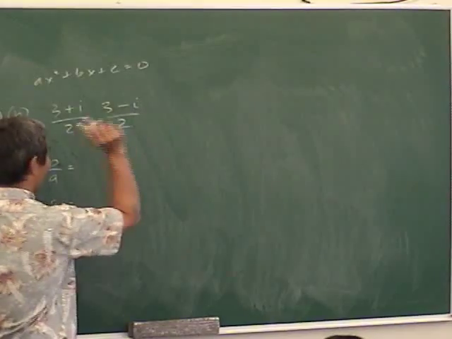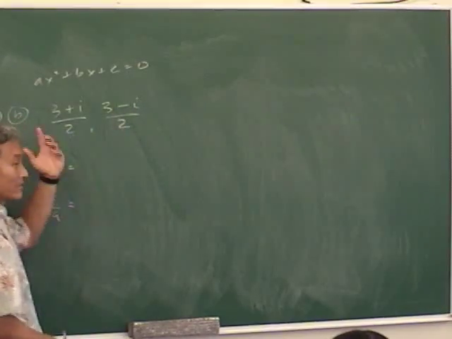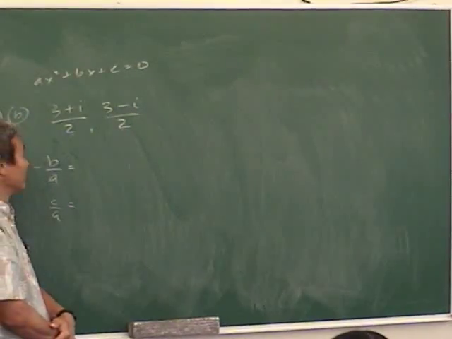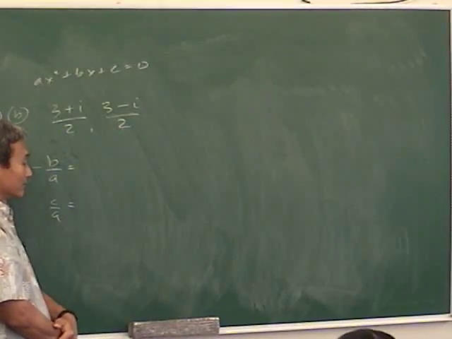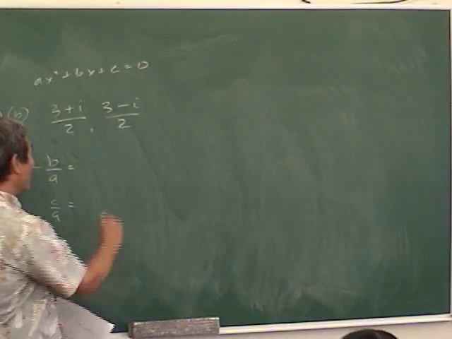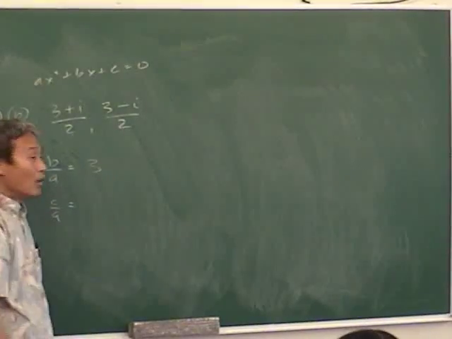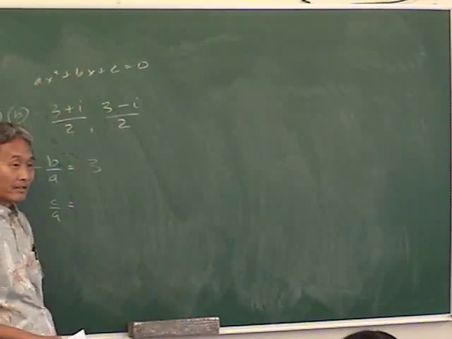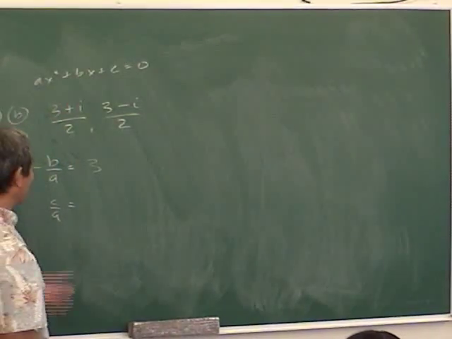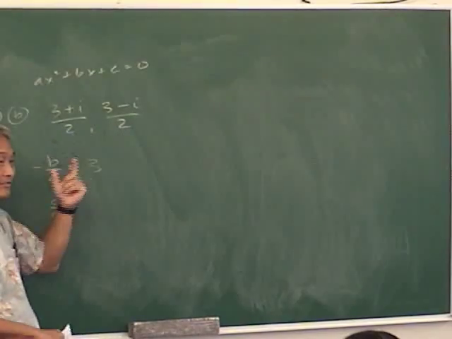Add them together. Go. I'll give you a hint, the i's cancel out. 3. What is 3 over 2 plus 3 over 2? 6 over 2, which is 3, right? Oh my goodness. Okay, now multiply the 2 roots, the product of the roots.